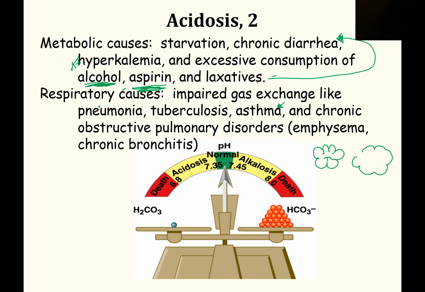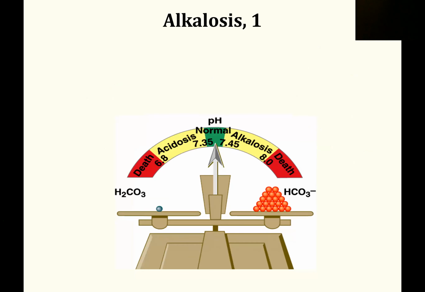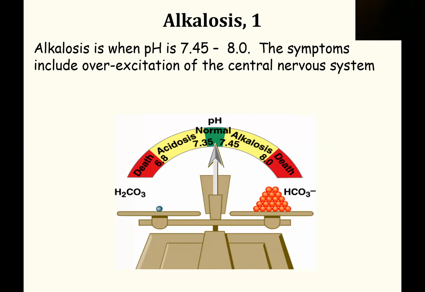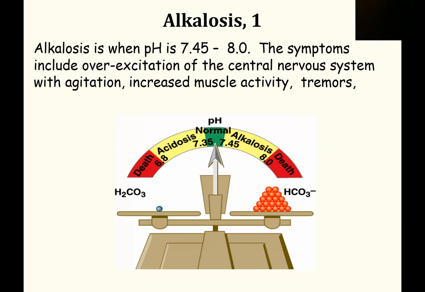On the other end of the spectrum, you have alkalosis. Alkalosis is when you have a pH of 7.45 up to about 8.0. This time, the symptoms include overexcitation of the central nervous system. So you're going to see agitation, irritability, increased muscle activity, tremors, shaking, muscle spasms, and that can lead to convulsions.